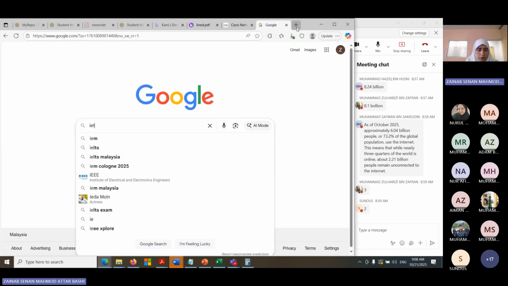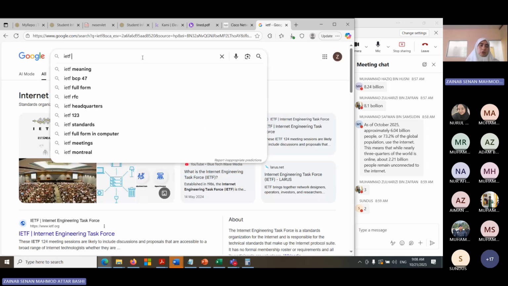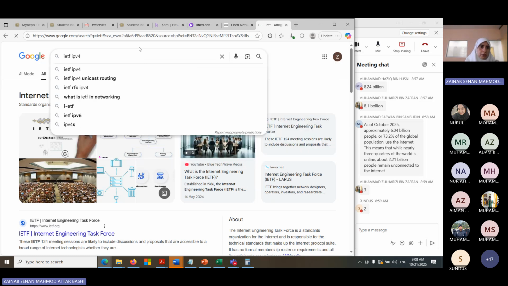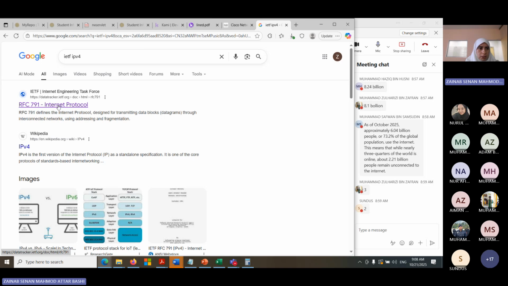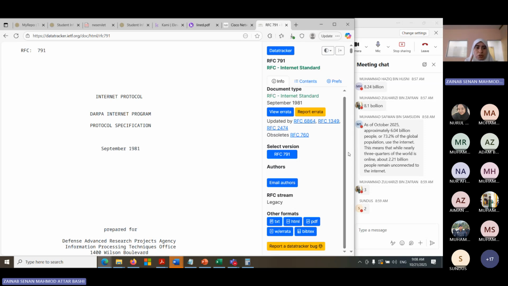On the IETF website, which is my favorite, if you do a master's or PhD in networking, you have to read a lot of their drafts. What is a draft? Let's see, IPv4, okay. IETF IPv4, you go there, you will see they have what we call RFC. RFC stands for what? I forgot. Request for comment. RFC is request for comment.